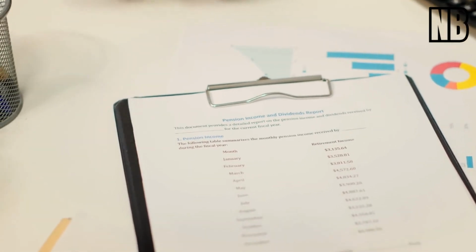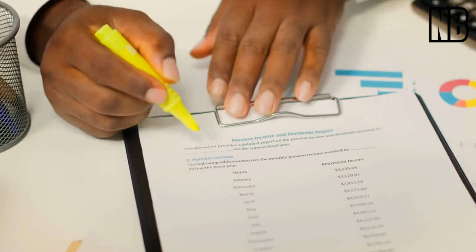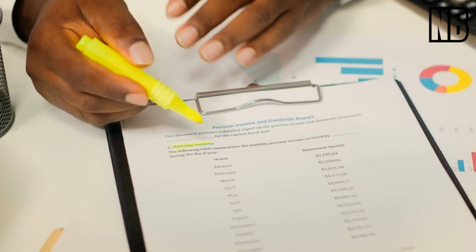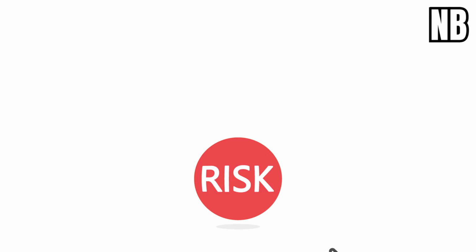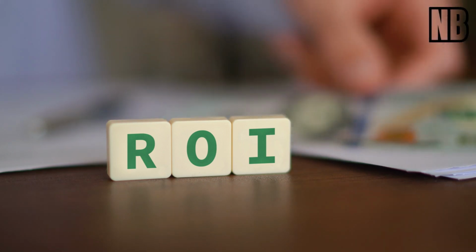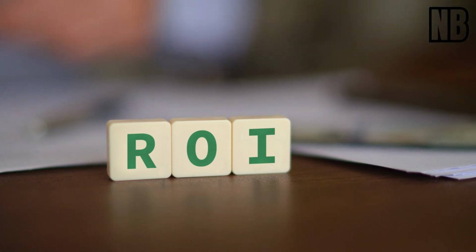Define your investment goals. Identify your short-term and long-term goals, such as saving for retirement, purchasing a home, or funding education. Your goals will help determine the appropriate level of risk you can take. Consider your time horizon. The length of time you plan to hold an investment before needing to access the funds affects your risk tolerance.